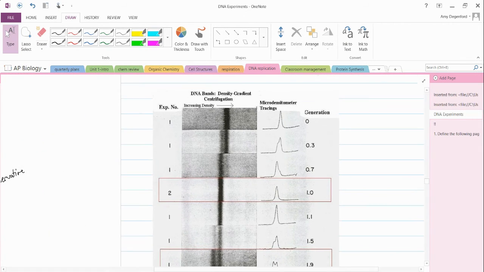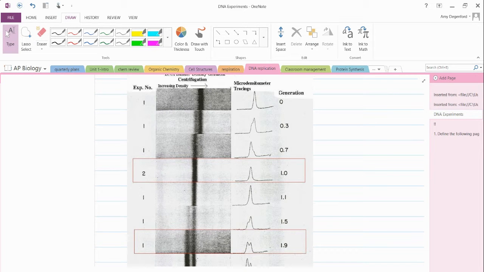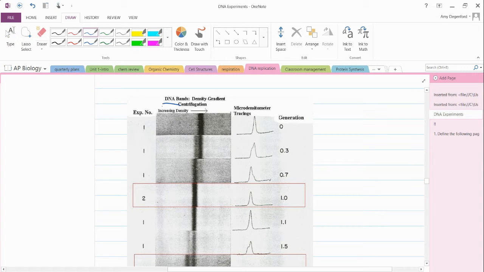This is the actual results. And they could actually watch how everything's separated. So this is the start. So notice the line here, increasing density. And so this means it's way down here. This is the heavy. And so the replication continues, and notice as the replication is continuing, the band starts to shift up, and then notice this is generation 1, which means this is at the end of the first replication. Lo and behold, we only have one band.